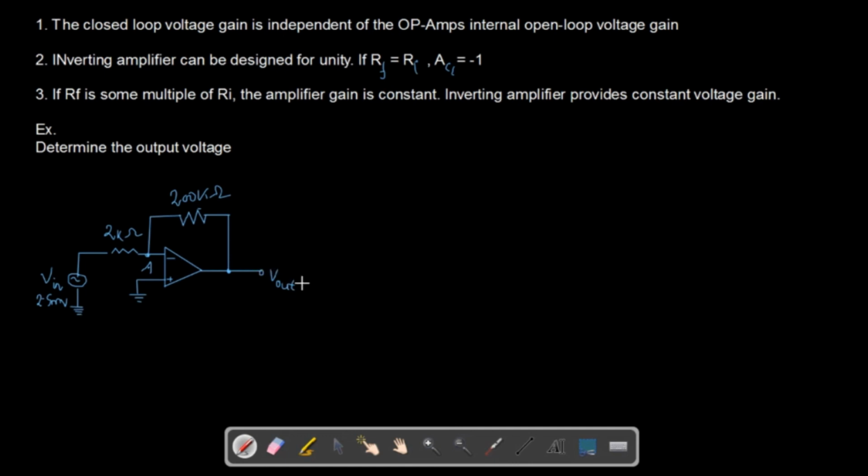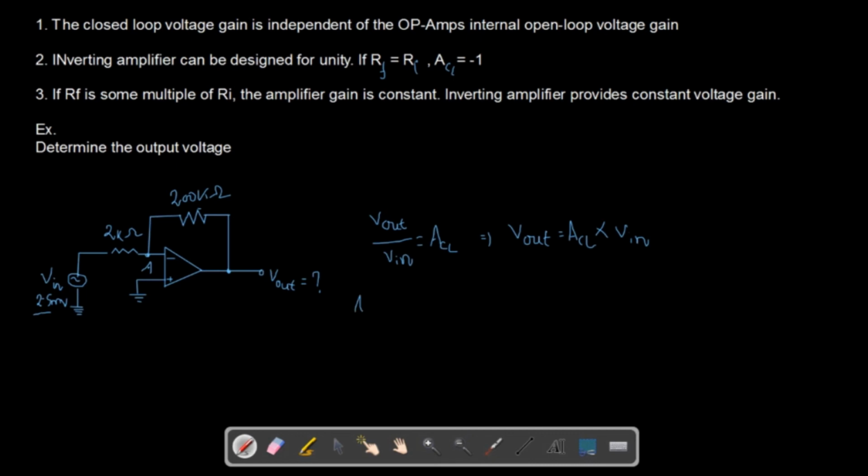The question is, you have to determine what is Vout. When we talk about Vout, we generally mean that Vout divided by Vin is equal to the gain, ACL. So my aim is to find Vout, so I have to find ACL times Vin. Vin is already provided, it is 2.5 millivolt. I need to find out what is ACL.